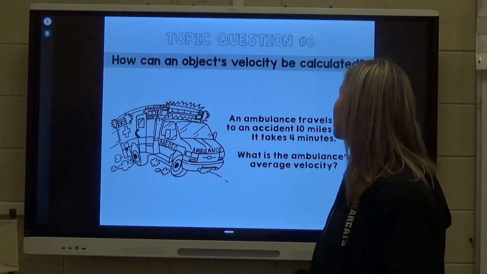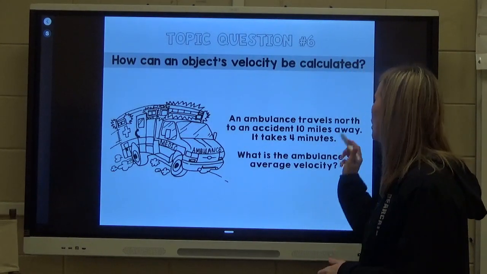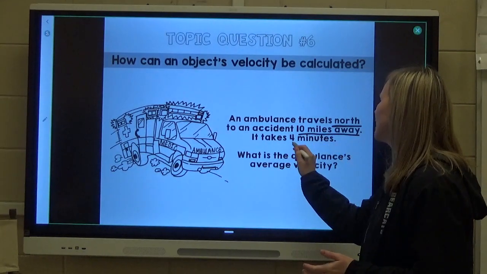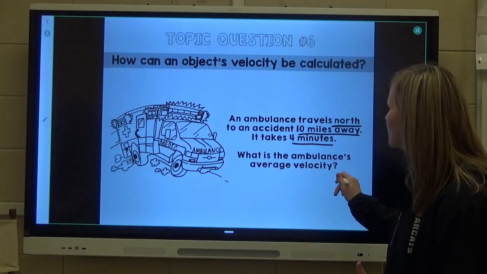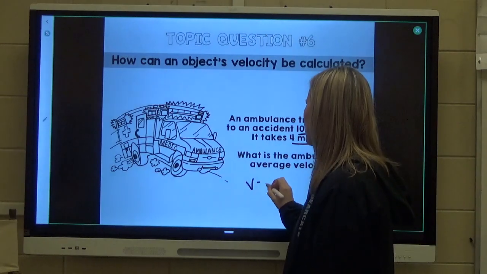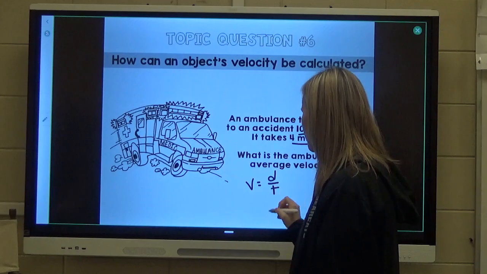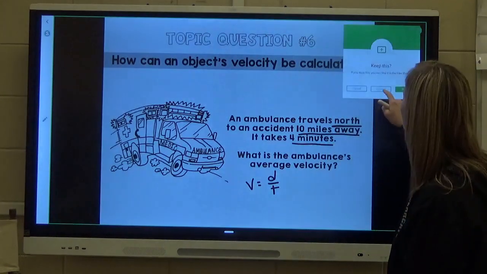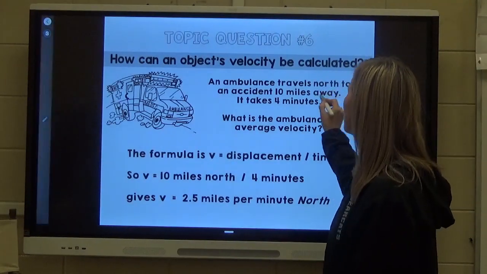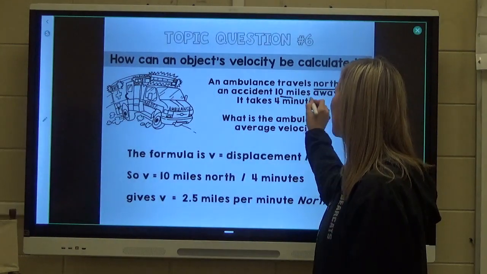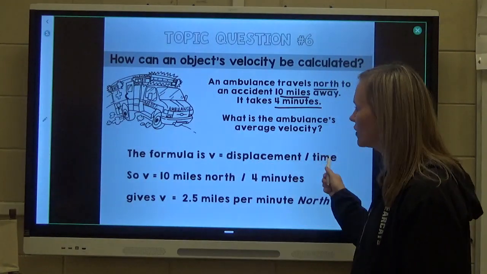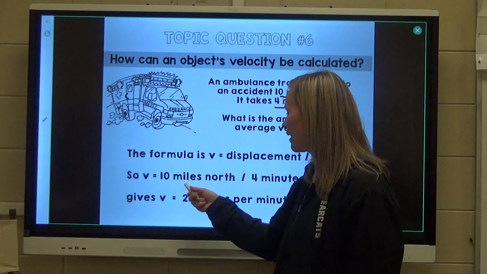So, how can an object's velocity be calculated? An ambulance travels north to an accident 10 miles away, and it takes 4 minutes to do so. What is the ambulance's average velocity? So again, velocity equals displacement over time. So when we want to set this up, again, it traveled north for 10 miles in 4 minutes. So the formula we're going to use is velocity equals displacement over time. So velocity equals 10 miles north.